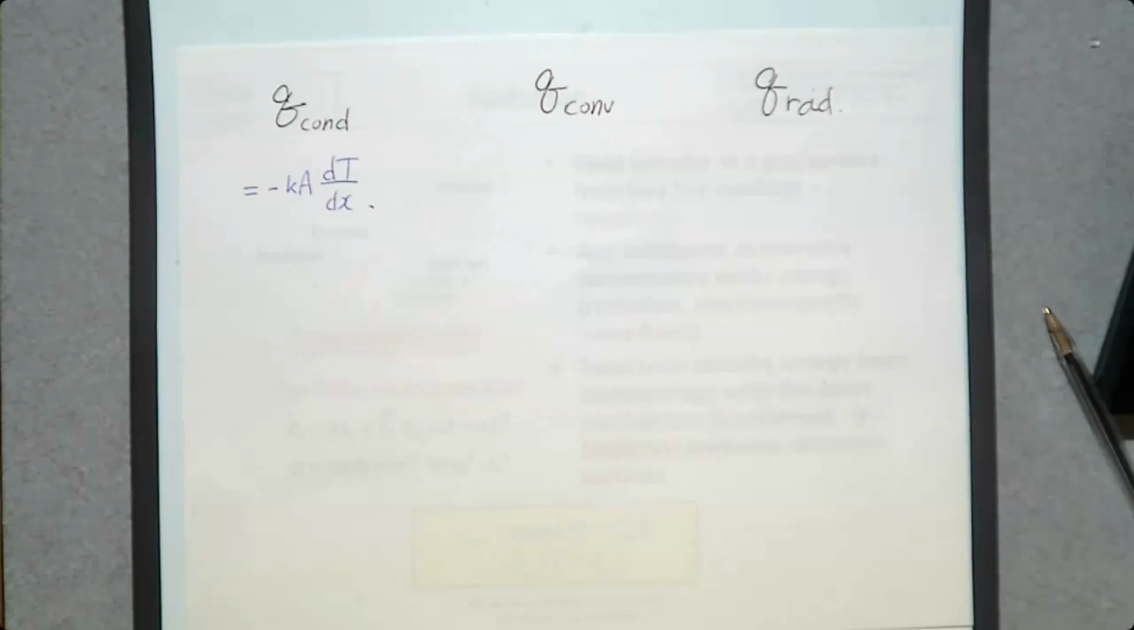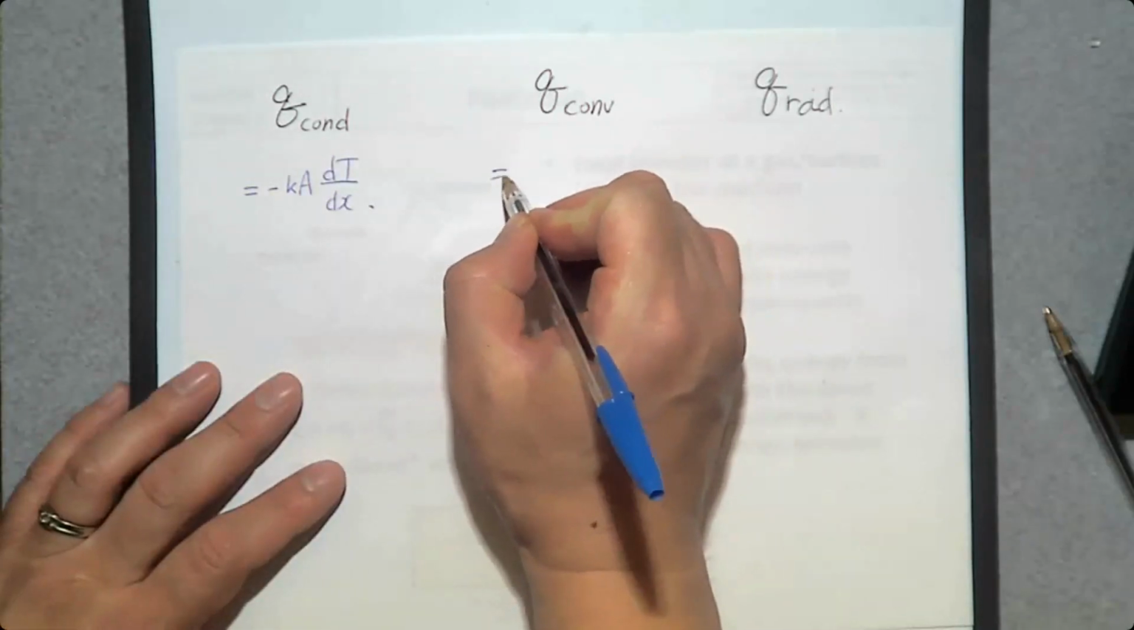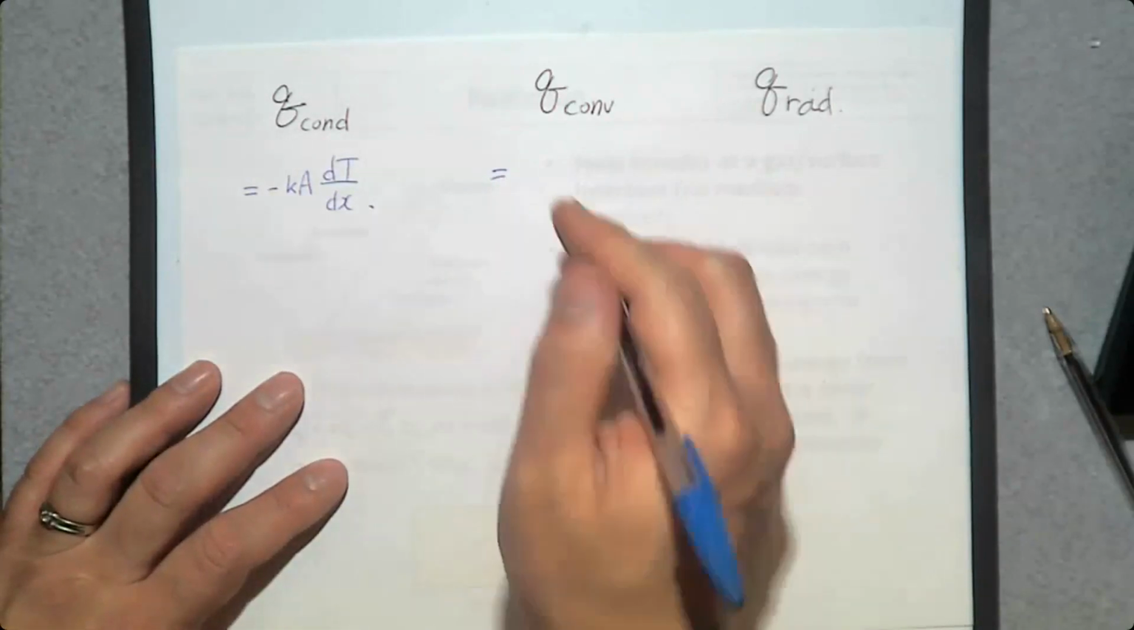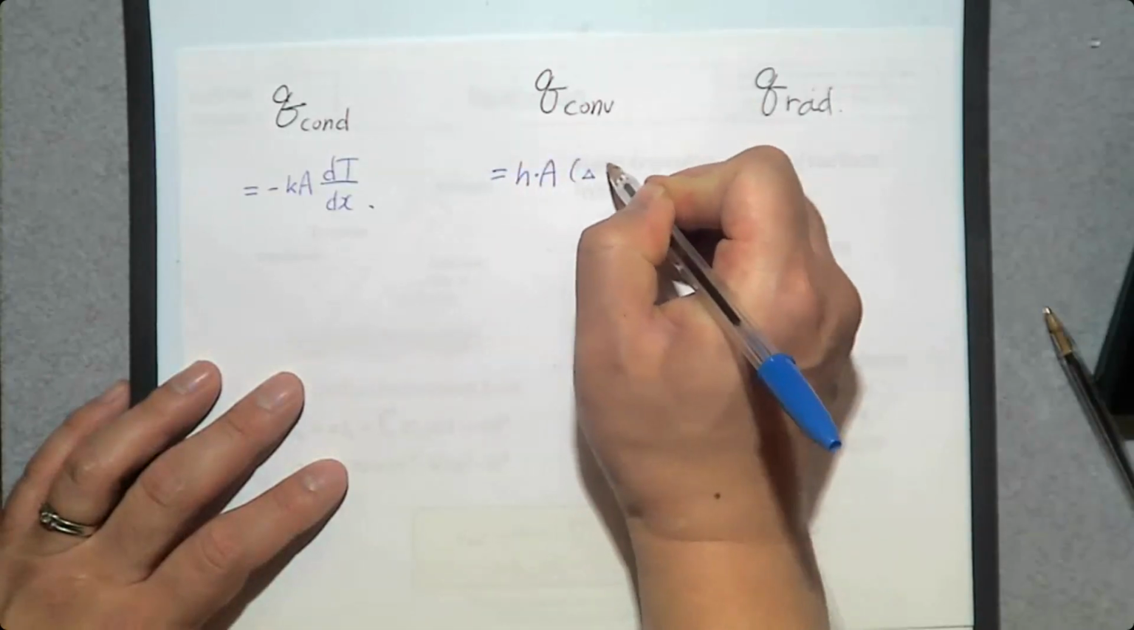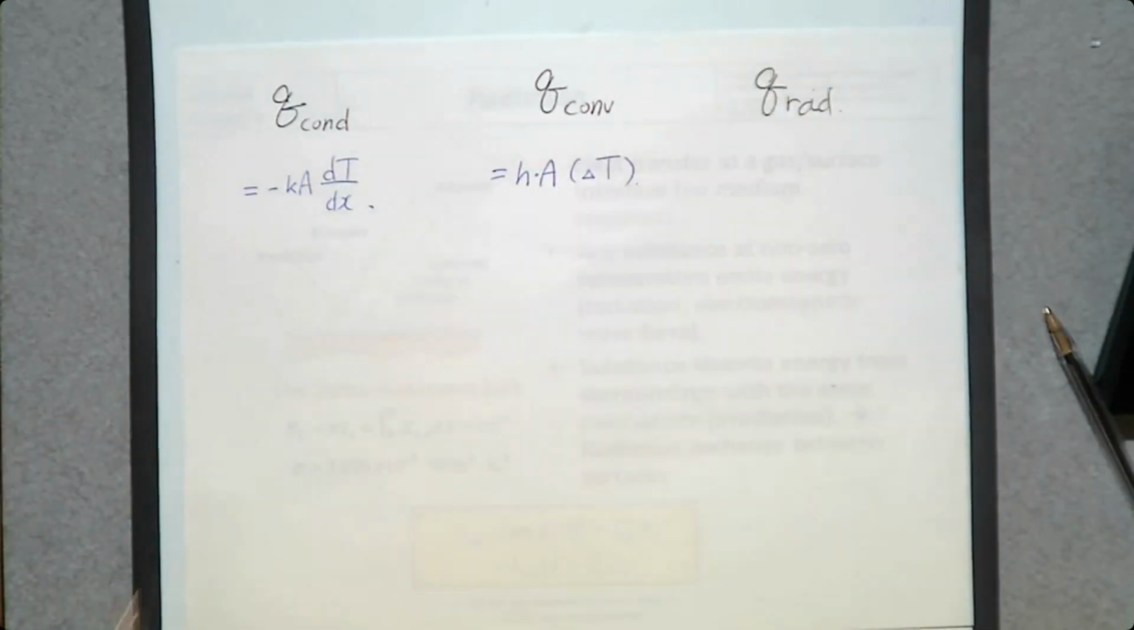What about convection heat transfer? We can use Newton's law of cooling, h times A times delta T, the temperature difference. We are going to study this equation in very detail in chapters 7, 8, and 9. And today we are going to briefly go over how we calculate the radiation heat transfer.